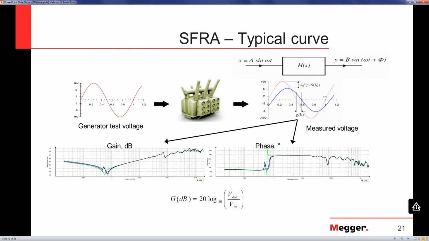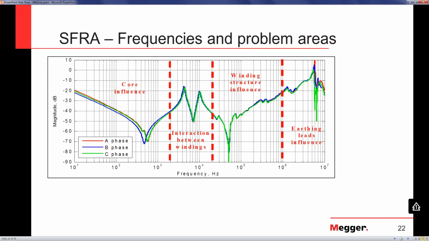As I said earlier, different frequency ranges correspond to different problem areas. SFRA does not give you a proper conclusion. It doesn't tell you what exactly is wrong with the transformer. It just points towards a particular problem area, and then you need to do additional tests to determine what exactly is causing the deviation.